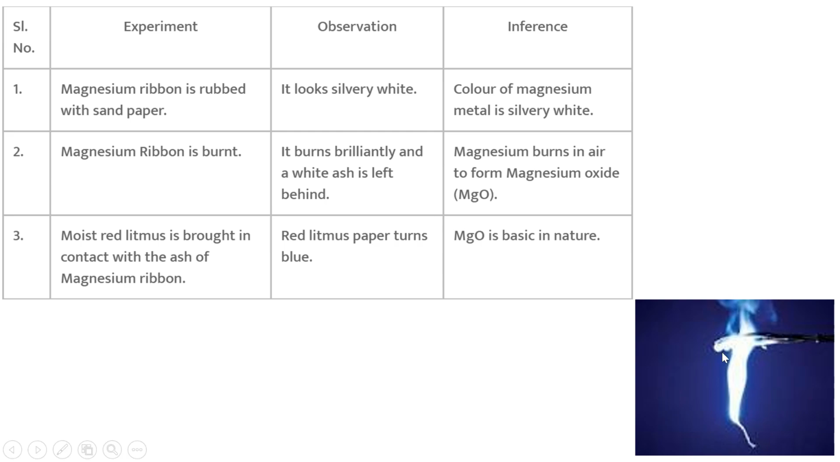When you burn it, you can see the picture here. It burns brilliantly with a silvery white flame. So when magnesium is burnt, it forms magnesium oxide. Magnesium burns in the presence of oxygen to form magnesium oxide. The formula of magnesium oxide is MgO.